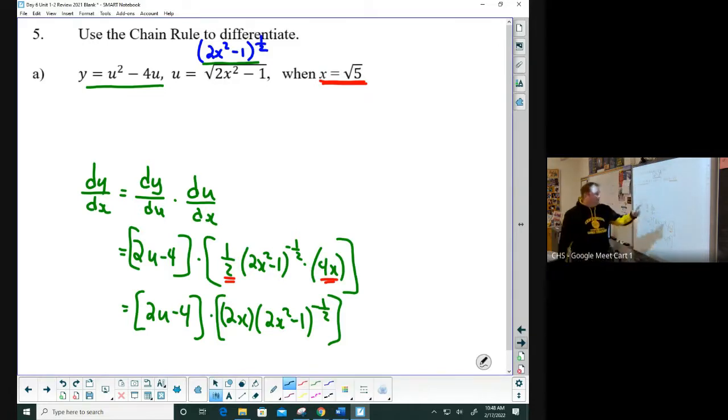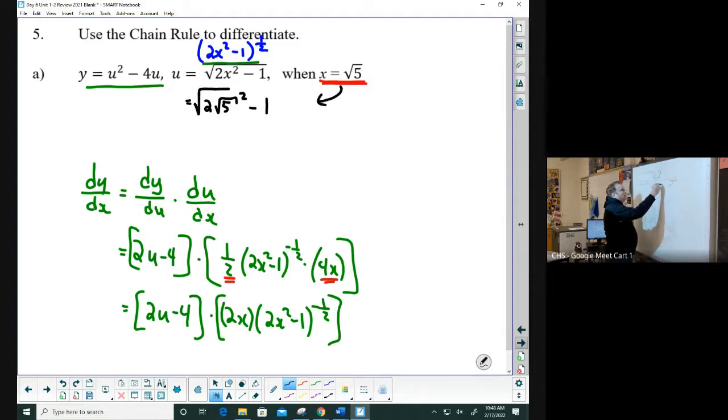So x equals root 5, then I know what I'm going to put in the second half, but I don't know what I'm going to put in for u. So that's why I left myself some space here. And I'm going to go 2 root 5 squared minus 1 all over the square root. Well, the reason I gave you root 5 is I knew you'd be squaring it. And when you square it, root 5 squared is just 5. So then this becomes 2 times 5 minus 1. 2 times 5 is 10, minus 1 is 9, square root of 9 is 3. So that means that u equals 3.